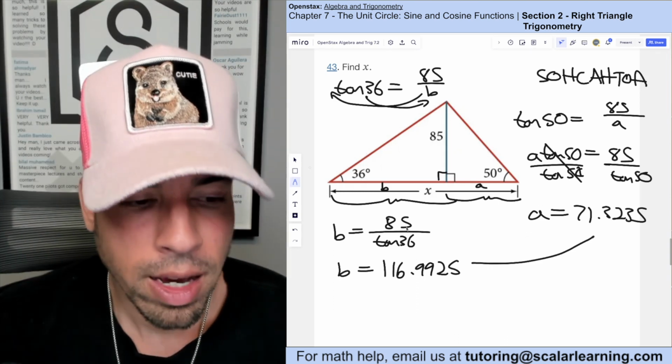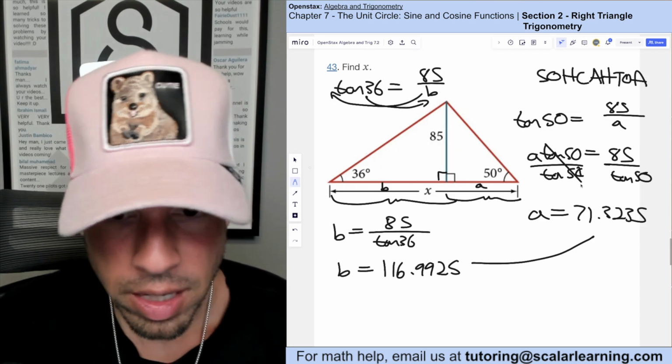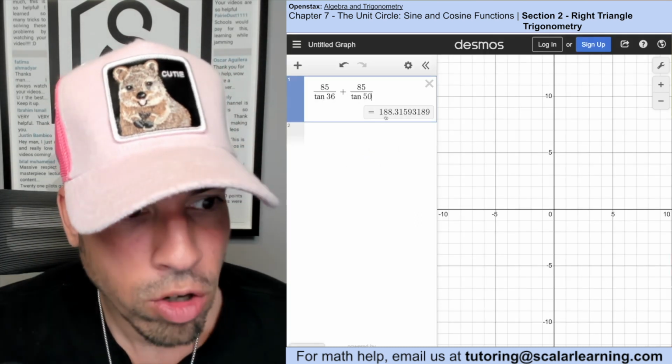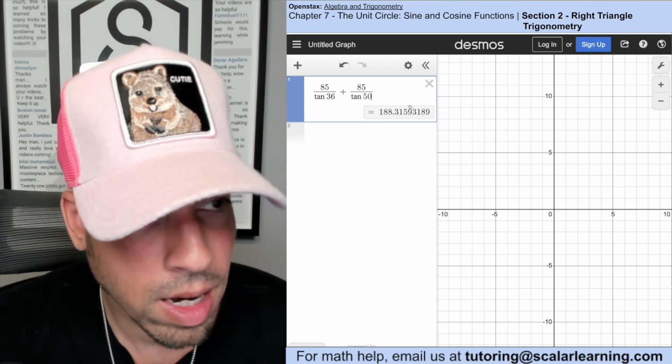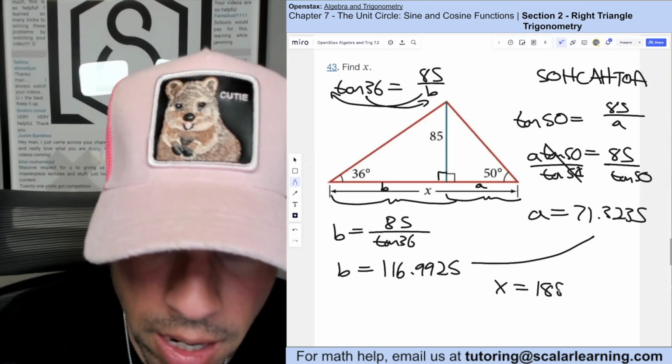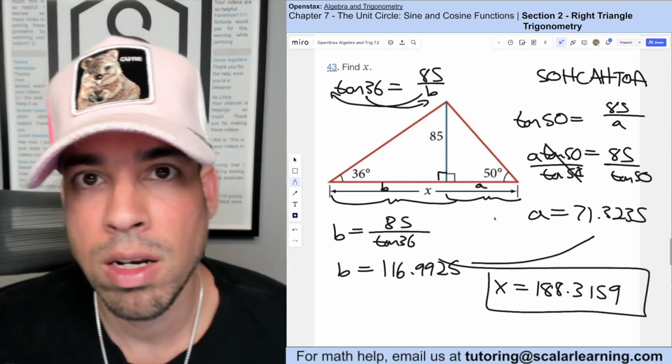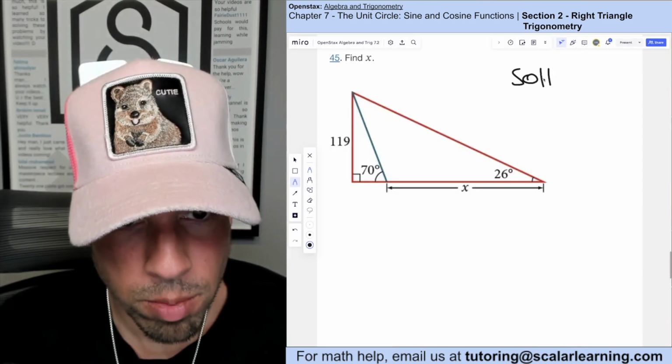But I'm going to actually add the unrounded values to get the most accurate answer here. So when we add these two values together, we get 188.3159. So x equals 188.3159. That's how you do it. Done. So for this one, I'm going to start by writing up SOHCAHTOA.